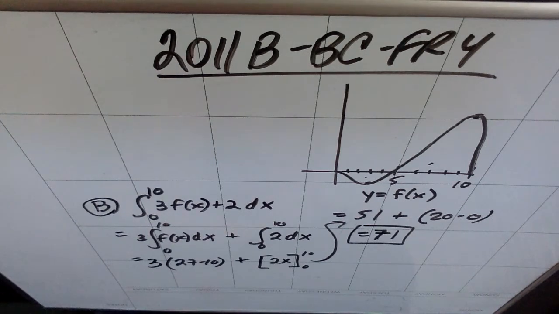Part C. Let g of x be the integral from 5 to x of f of t dt. On what intervals, if any, is the graph of g both concave up and decreasing?